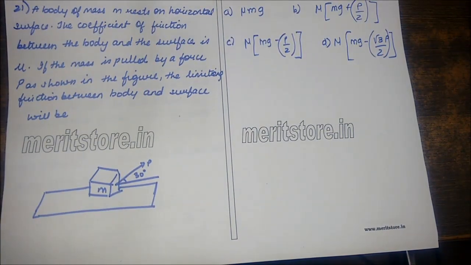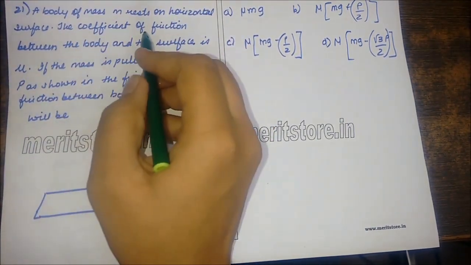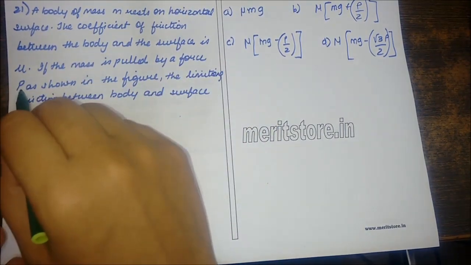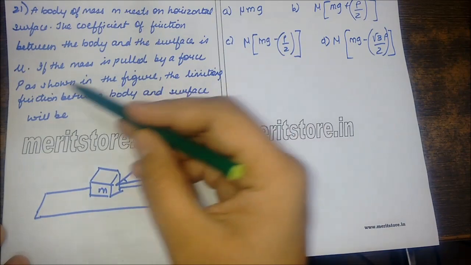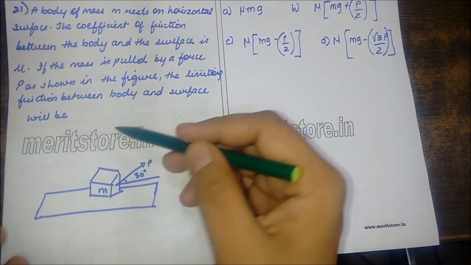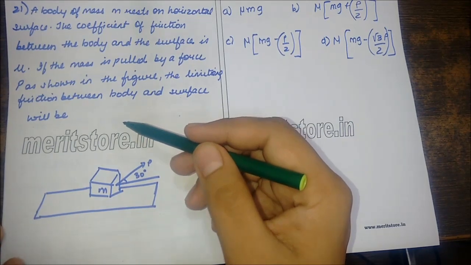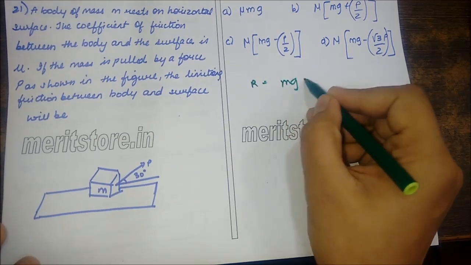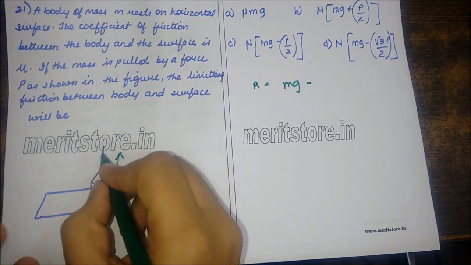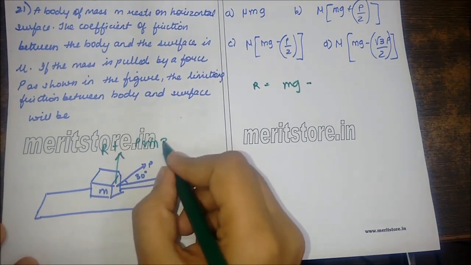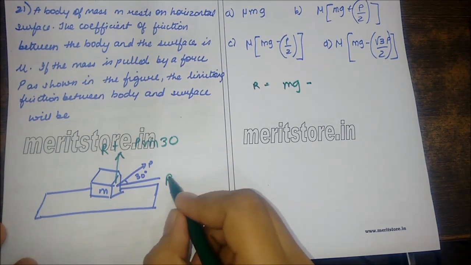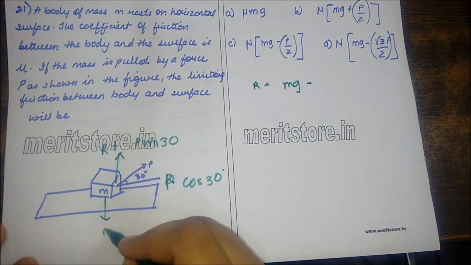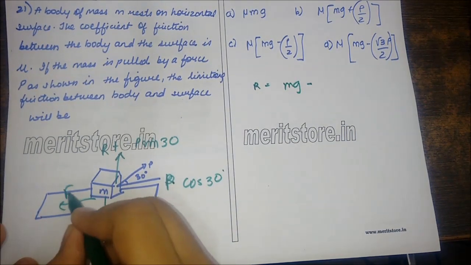Question 21. A body of mass m rests on a horizontal surface. The coefficient of friction between the body and the surface is mu. If the mass is pulled by the force P as shown in the figure, the limiting frictional force between the body and the surface will be. Now to solve this question, we know normal reaction R is equal to mg minus P sin theta, sin 30, or I can write this as P cos 30, that is the horizontal component and the vertical component. Weight mg downwards and friction force F.